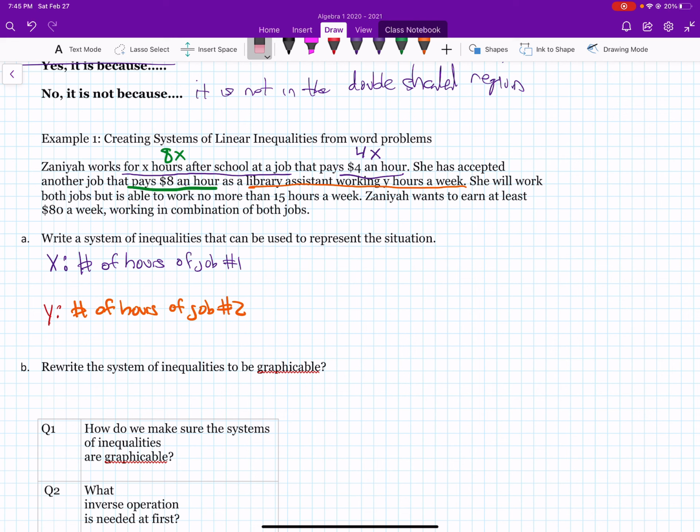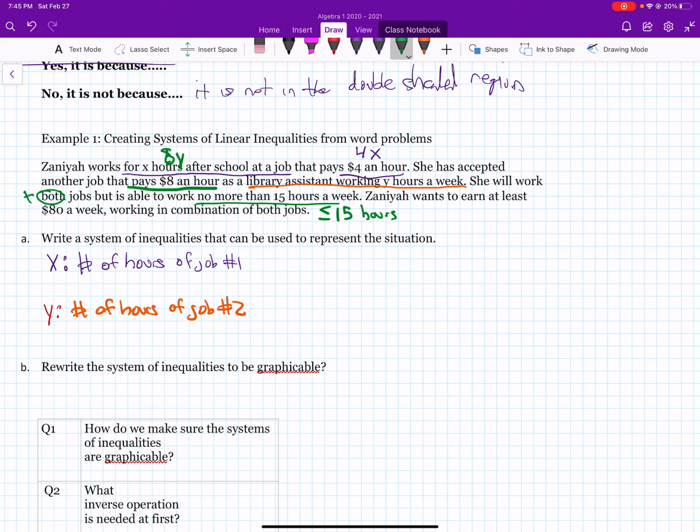8y, because it's the second job. The second job is the y variable, so 8y. She'll work both jobs, which means we're going to be adding. But she is able to work no more than 15 hours a week, meaning it's going to be less than or equal to 15 hours.